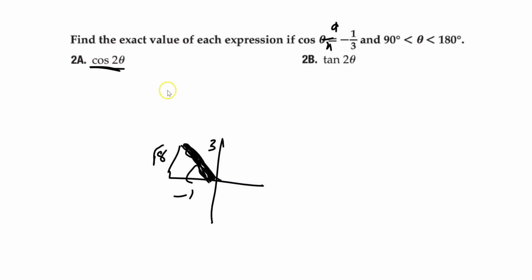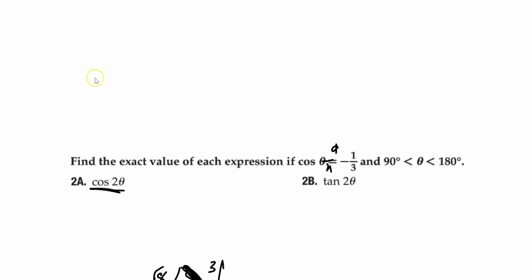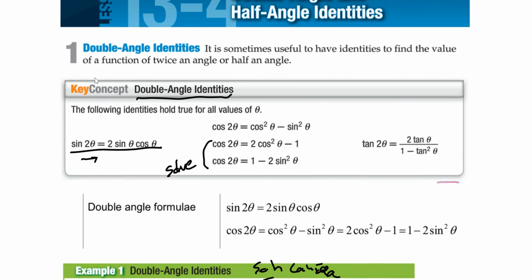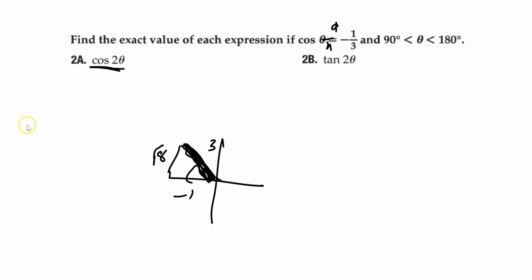I want to find cosine 2 theta, we haven't done that yet. That's a different formula now. There's 3 of them. I prefer the first one here when I'm doing a problem like this. So when we're finding the value of something, I like to do the first one, cosine squared minus sine squared. You'll see why, because it makes it a nice problem. So cosine squared theta minus sine squared theta.